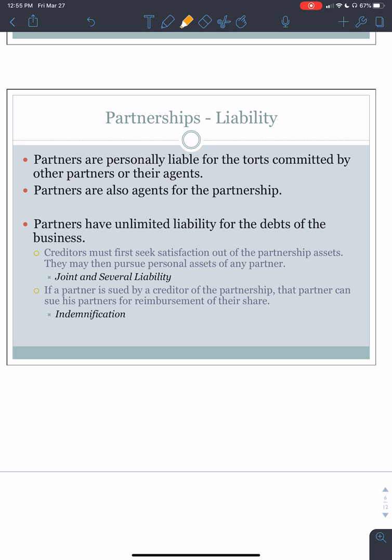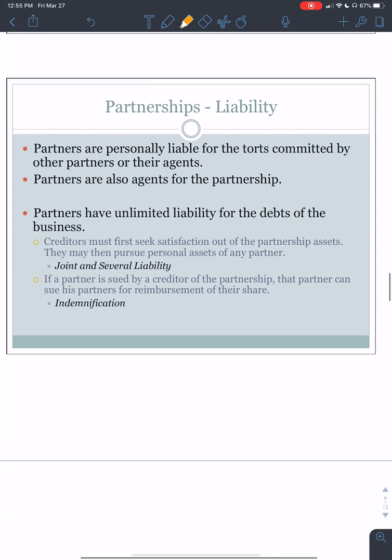There's some liability issues with partnerships. Partners are personally liable, okay, for the torts or the civil harms committed by other partners. They also are agents for the partnership. In other words, anything that the partnership does, the partners can be personally liable for. Okay. And if the partnership goes into debt, they have unlimited liability. In other words, they have to put in their own money to front the partnership.